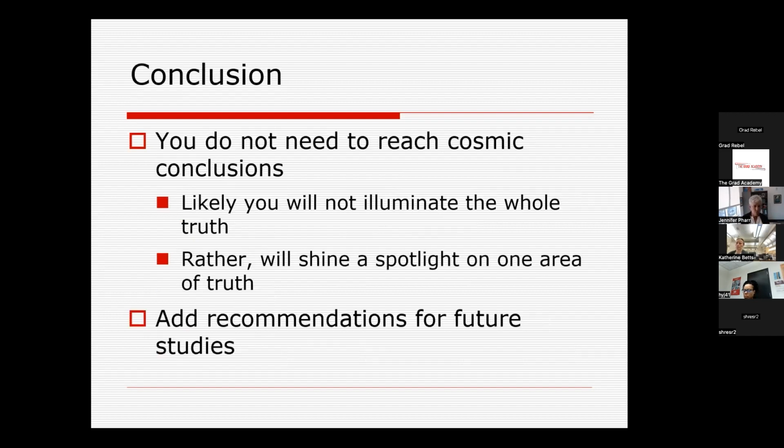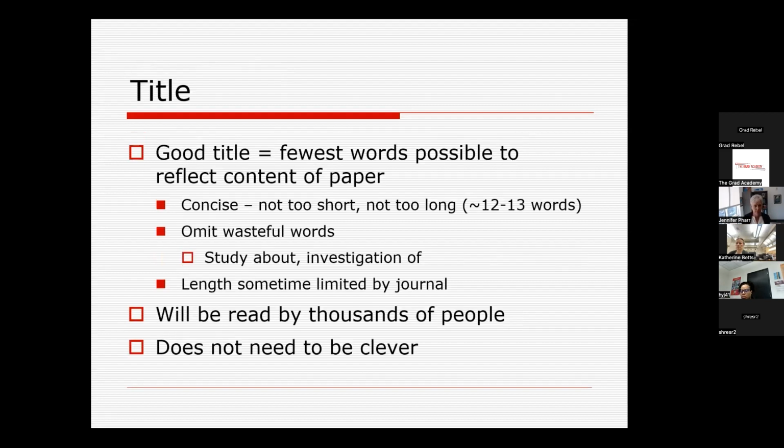The conclusion section of your paper, you don't have to reach some cosmic conclusion, right? It's likely that you will only illuminate a small area of a phenomenon or a research topic. You'll illuminate a little bit, another researcher a little bit more, another researcher a little bit more. And over time, then we can see the full picture. But you don't have to come to that cosmic conclusion all on your own in your paper. And then again, at the end, add recommendations for future research studies.